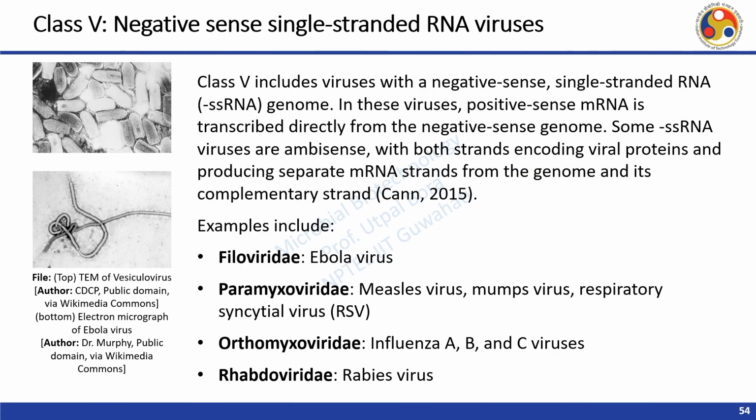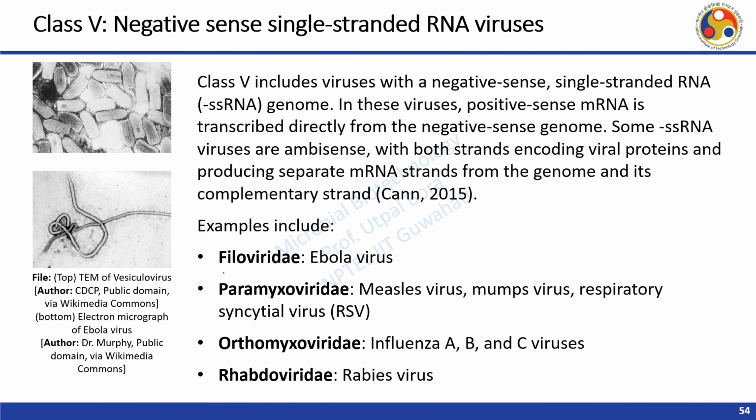Next come the Baltimore class 5 viruses. These include viruses with a negative sense single stranded RNA genome. In these viruses, positive sense mRNA is transcribed directly from the negative sense genome. Some negative single stranded RNA viruses are ambisense, with both strands encoding viral proteins and producing separate mRNA strands from the genome and its complementary strand.